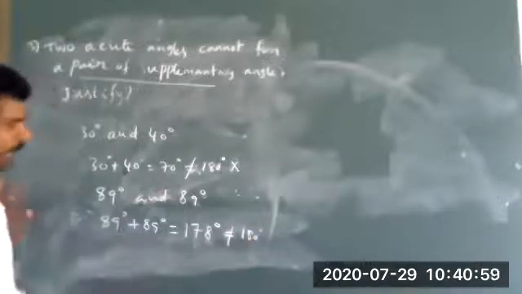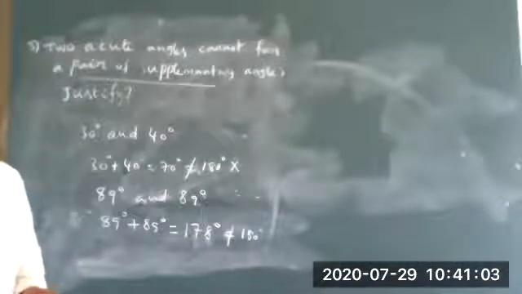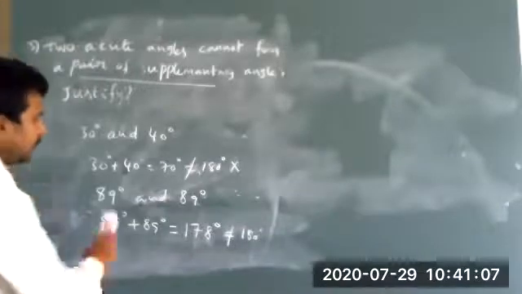89 degrees, after that what? 90 degrees. It is a right angle. 90 degrees is a right angle. It's not an acute angle. So that's why we take 89.